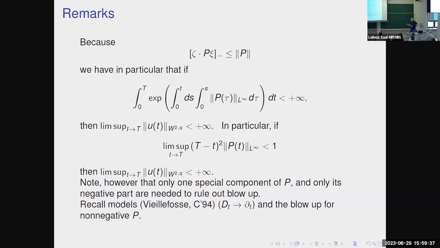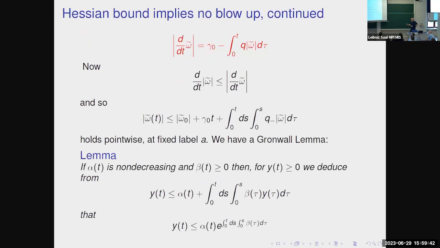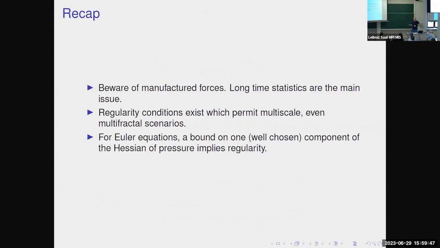No proofs. I'm going to go to the conclusions, which are very simple. So beware of manufactured forces, please. But long-time statistics are the main issue. So long-time statistics require you to force, in Navier-Stokes, regularize, force, and dissipate. So beware, but there is only one game in town, except that it would be nice to do decaying turbulence behind a grid. There exist regularity conditions that permit multi-scale and even multifractal scenarios, and those might be what is happening. And for Euler equations, I didn't talk, but the bound on one well-chosen component of Hessian pressure implies regularity.